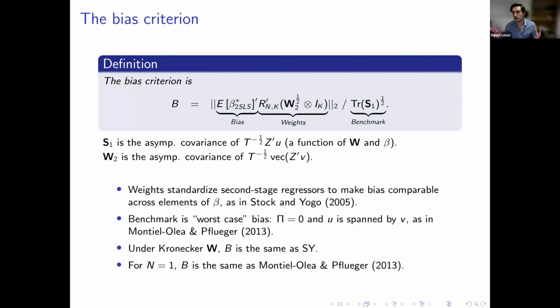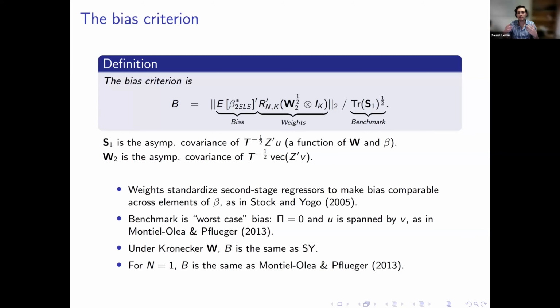So why do we need weights here? Well, think about it: you've got n different endogenous regressors. They may have very different scales. You need a scalar measure of the bias, so you need some way to aggregate those different entries in beta to compute some norm of the bias. The natural way to do this is to standardize them first so they're of comparable magnitude. In Stock and Yogo, they use weights that normalize the second stage regressors to make bias comparable across the different elements in beta. That's exactly what these weights do here. They look a little different because of the heteroscedasticity, but it's the exact same idea. We're just standardizing the bias across the n different variables.